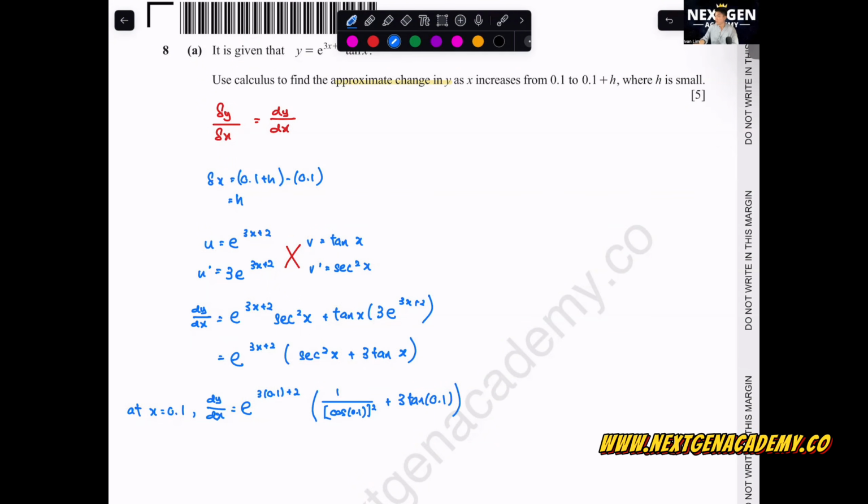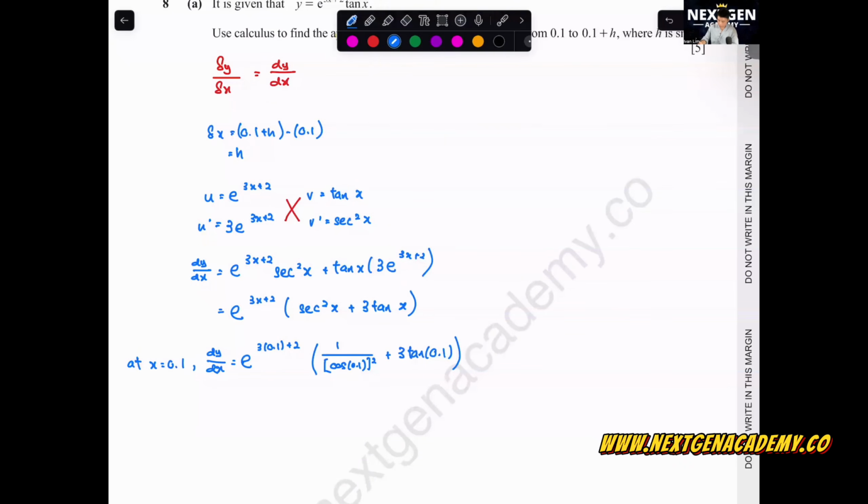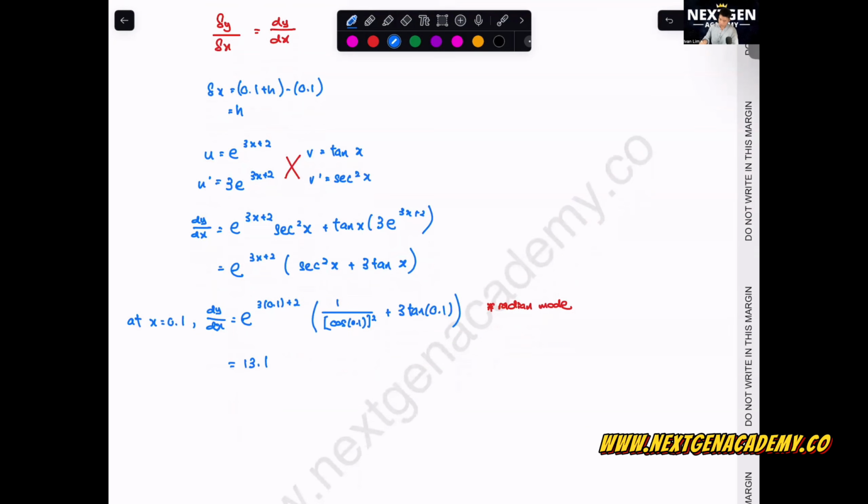Okay? You sub in, you type into the calculator, and this part also, convert it to radian mode. Okay, this one is radian mode. You should get 13.1. Then for the final answer, we sub into delta y over delta x. What's the delta x? h. So 13.1 equals delta y over h, and delta y equals 13.1h. Okay, this is the final answer.